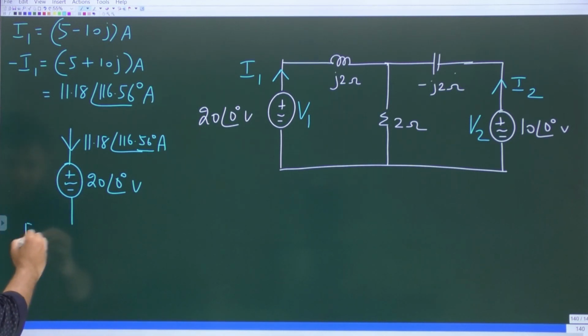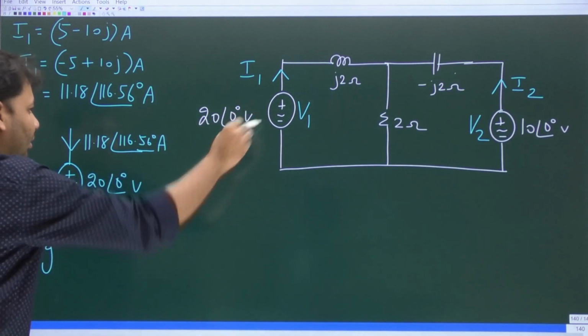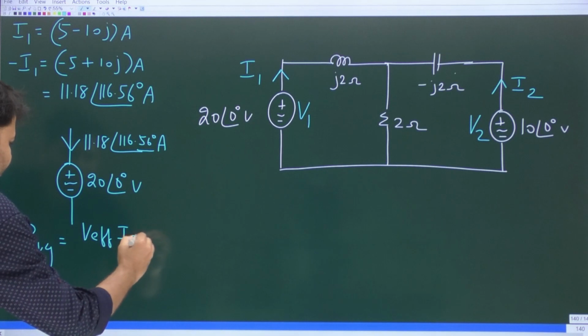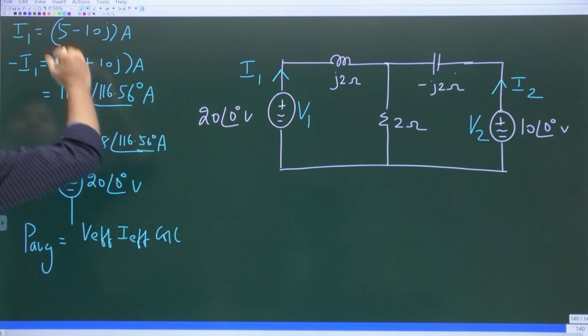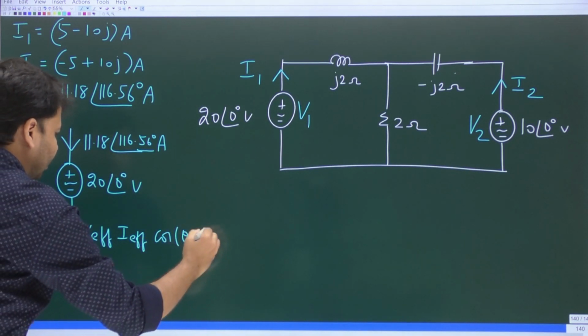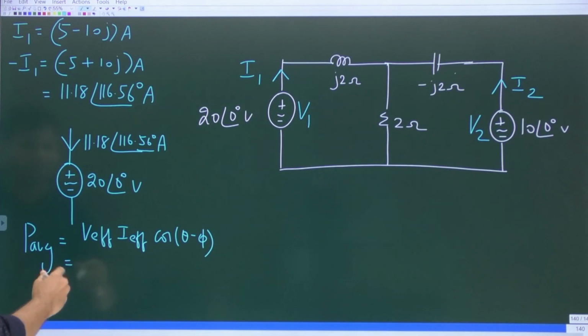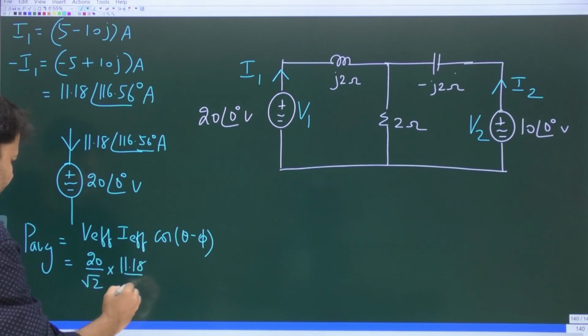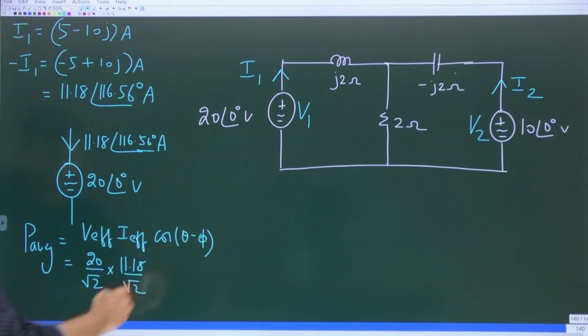That's all. So here directly we can find the average power absorbed by this first voltage source on the left side by using the formula V effective times I effective times cos of theta minus phi. What is V effective? 20 volts is the amplitude, so it will be 20 by root 2, times I effective. Again 11.18 is the amplitude of the current, so the RMS value will be 11.18 divided by root 2, times cos of theta minus phi.